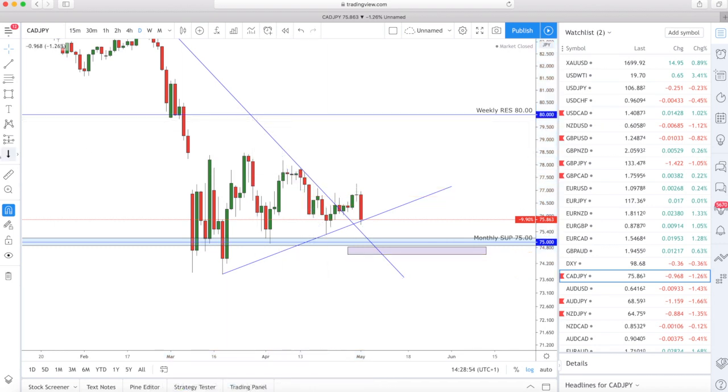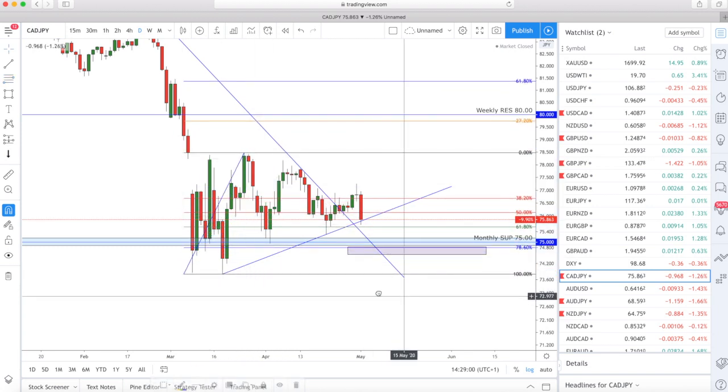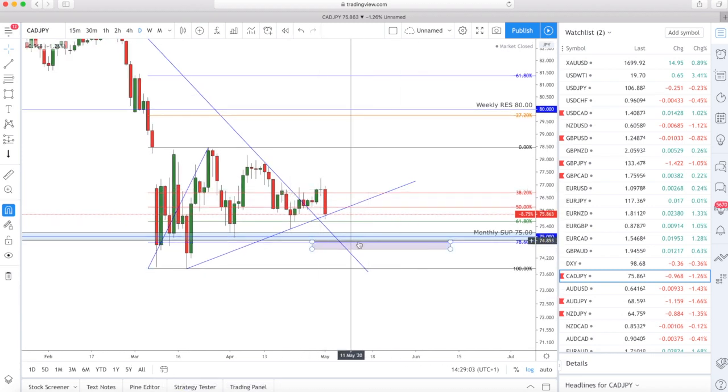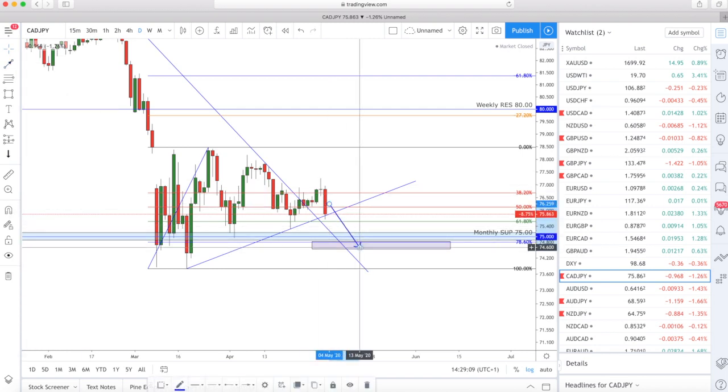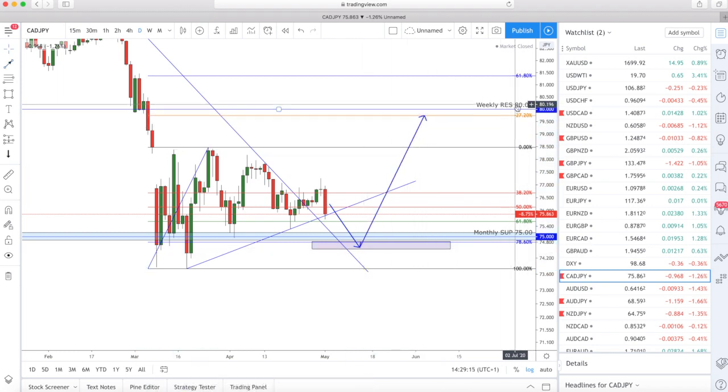And you can see we've got this other Fibonacci over here, and the 78.6 lines up perfectly with that 27.2 and the monthly support. So I do think that we're going to be able to push down in that area and look at this target, 27.2 lines up perfectly with our weekly resistance. So I'm going to be looking for longs from this area.